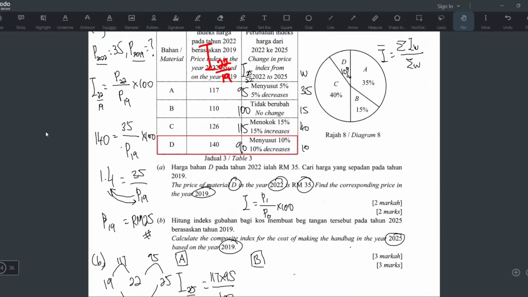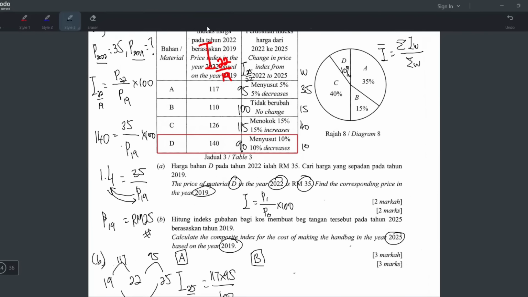Okay, I know some student will ask this. They will say like, sir, what if I do like that? I find the composite index for 2219, and then I find the composite index for 2522, and then I just do one smiley face to get the composite index for 2519. All right. I don't recommend. Yeah, I don't recommend doing it like this.